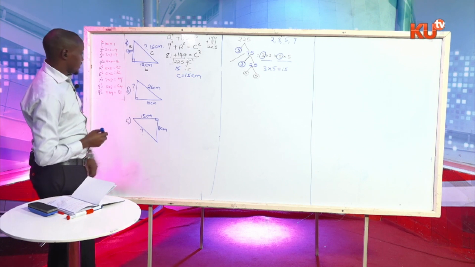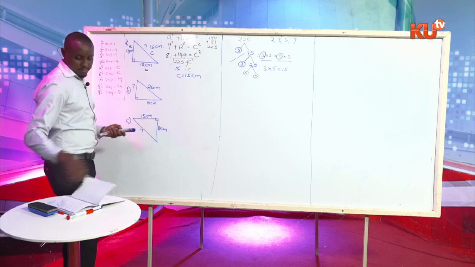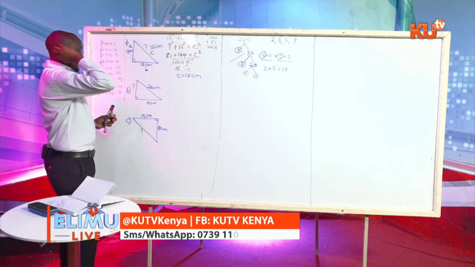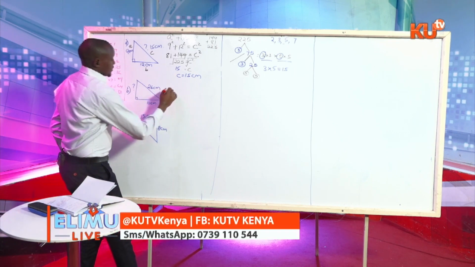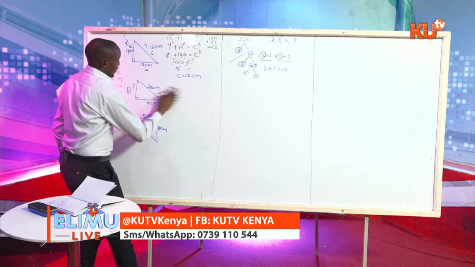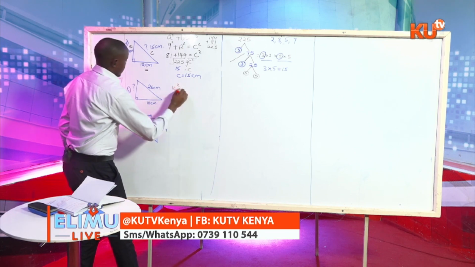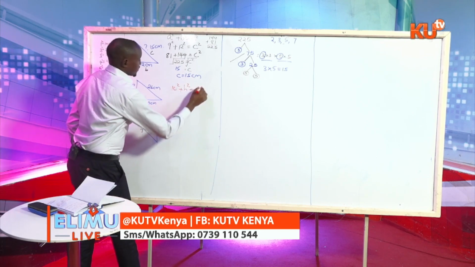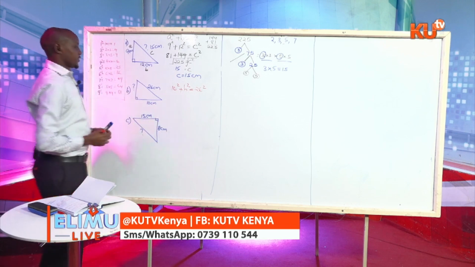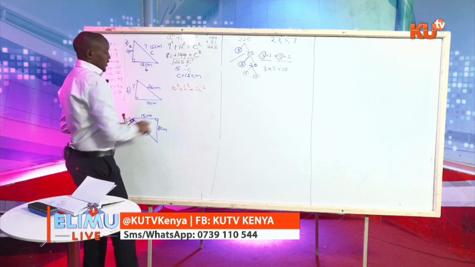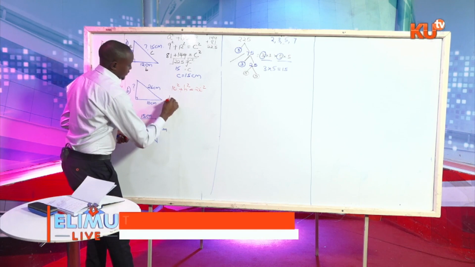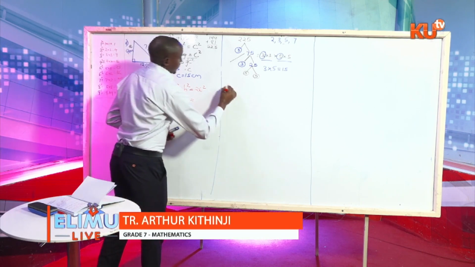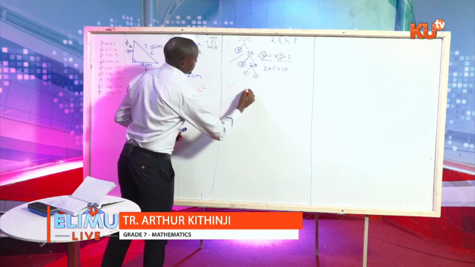Now, let's do the same. Let's do this example here. It's a bit different, so I want you to follow. That is B. Our A is 10 squared plus our B squared, which is missing, is equal to 26 squared. 10 squared is 100 plus B squared. We shall use our method to get the square of 26.